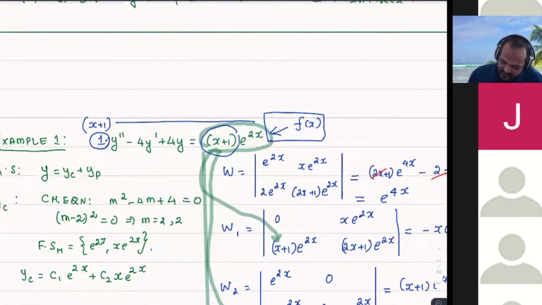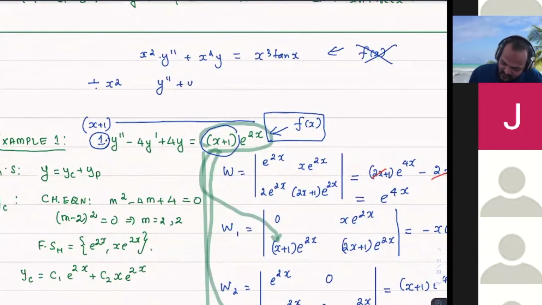If you have a problem that says x squared times y double prime plus x squared y equals x cubed tan x. I'm just making that up, right? But don't just say, oh, this is my f of x. That is not true. What should be your f of x? You have to divide the entire equation by x squared. So you're going to have y double prime plus y equals x times tan x, right? And this is your f of x.